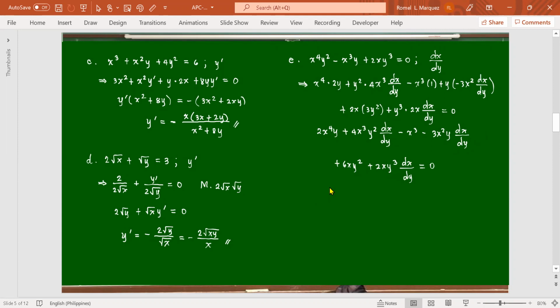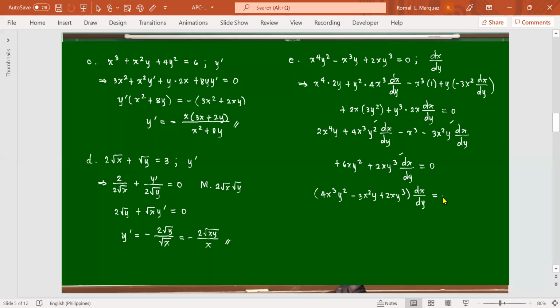Get it, guys? Let's have those with derivatives: 4x cubed y squared minus 3x squared y plus 2x y cubed, multiply to dx over dy, or derivative of x with respect to y. Later, when we go to differentials, you can consider the derivative of x with respect to y as a quotient of dx and dy. We will have interpretation of dx and dy separately.